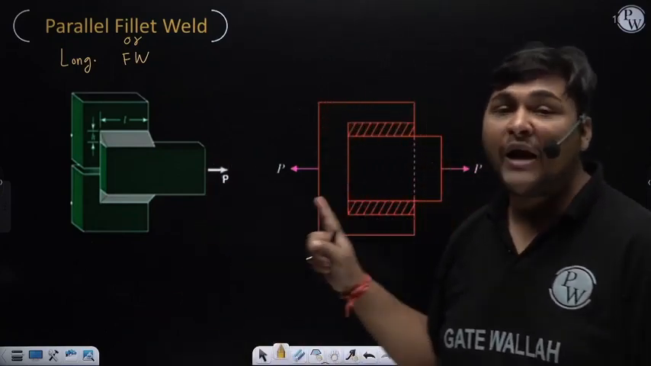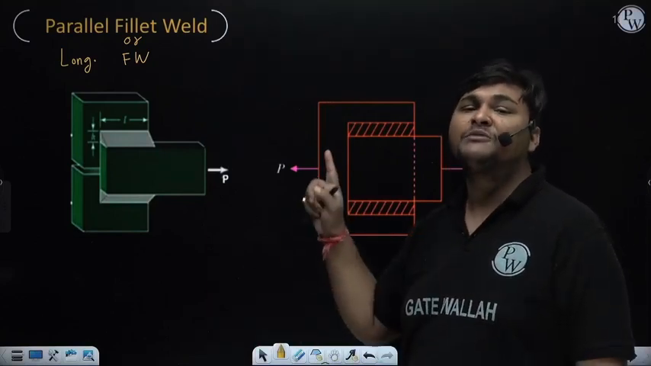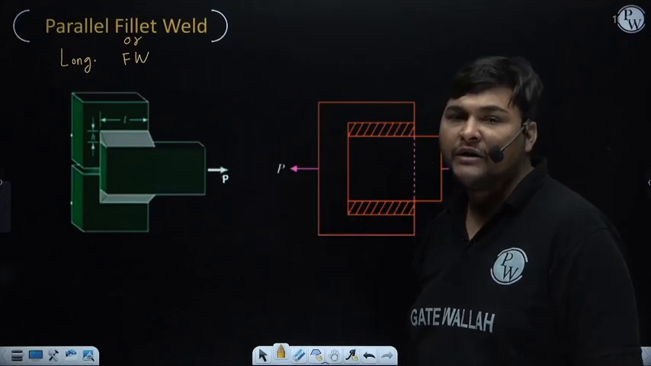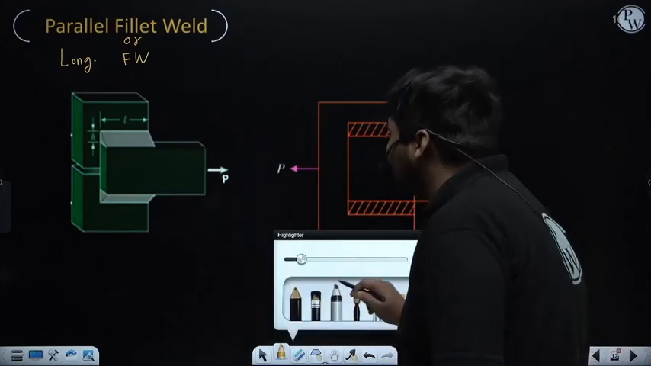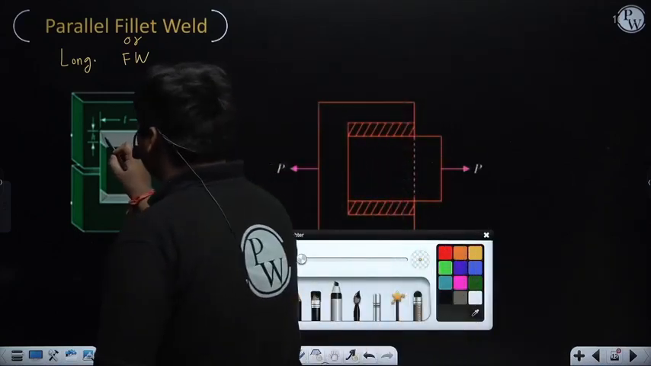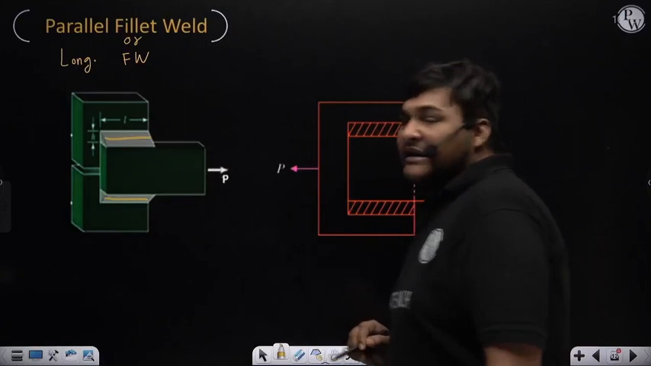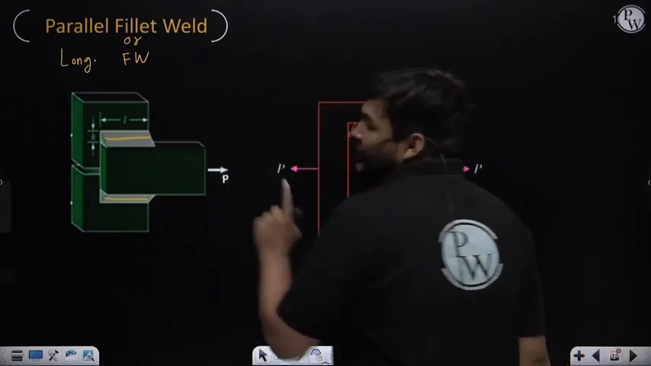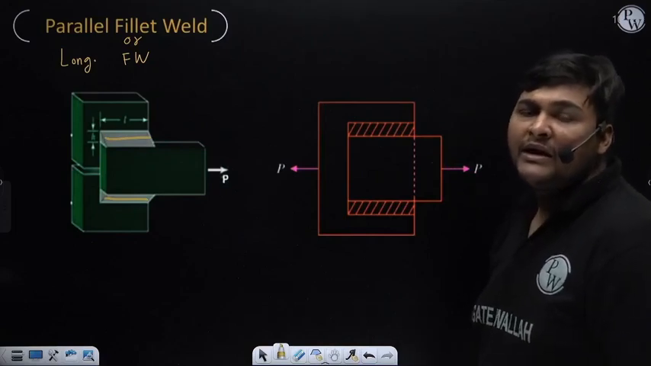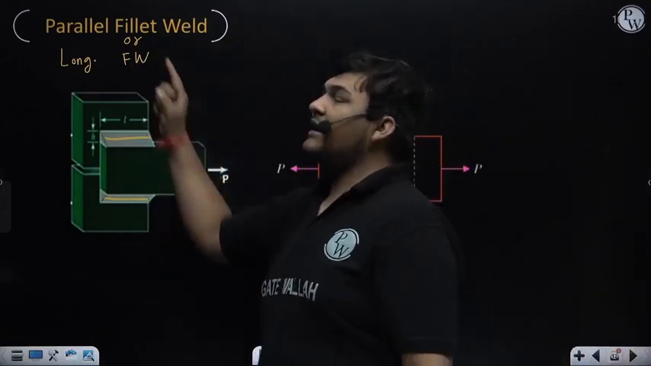If it is subjected to axial load, then only we can classify fillet weld as parallel fillet weld and transverse fillet weld. Now what is parallel fillet weld? See the length of the weld. Right now in this diagram you can see this length of the weld is parallel to force P. If the length of the weld is parallel to force P, then that fillet weld is known as parallel fillet weld.